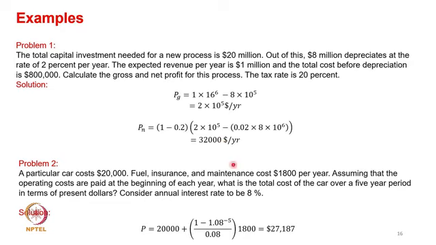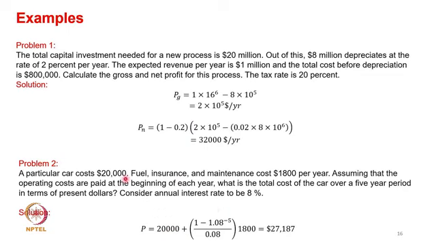And in problem 2, again look at the case. A particular car costs $20,000, and fuel, insurance, and maintenance cost is $1,800 per year. Assuming that the operating costs are paid at the beginning of each year, what is the total cost of the car over a 5-year period in terms of present dollars? Consider the annual interest to be 8%. So again, it would be P.